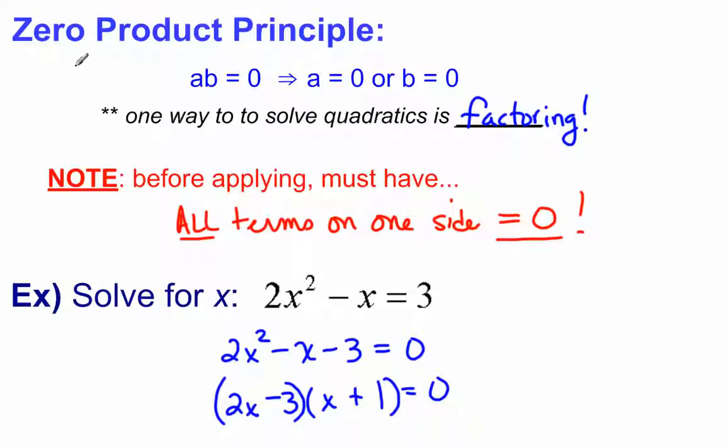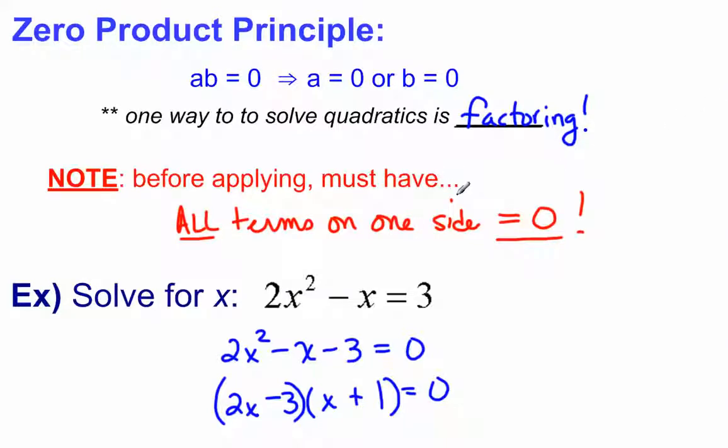First one you've probably used before, zero product principle. Very simply says if a times b is equal to 0, that can only happen if a is 0, that first thing's 0, or the second thing is 0. Now, it doesn't matter if I have 2 things or 10 things multiplied together. If the product is 0, one of the things in that listing has to be 0. So one way that we're going to be solving quadratics is by factoring.